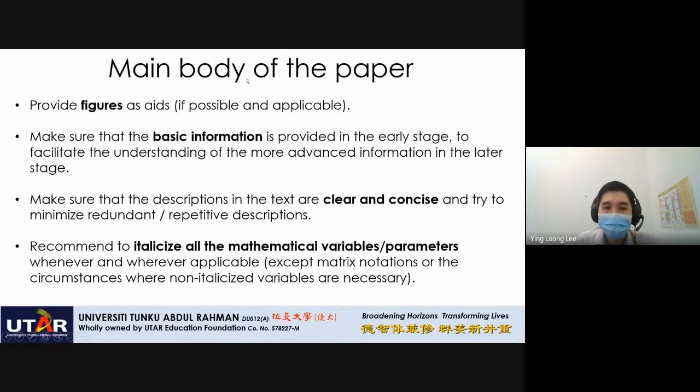Okay, now we come to the main body of the paper. Here I'm not going to talk about how you write section by section, like maybe system model, problem formulation, and the solution, because it depends on what paper it is. If it's an analytical work to analyze something, then it's not applicable. So here I will just highlight those things that you can consider in the main body of the paper. First thing is to provide figures, if possible.